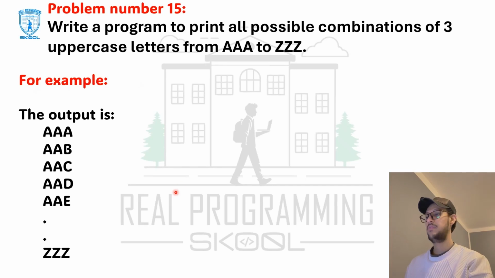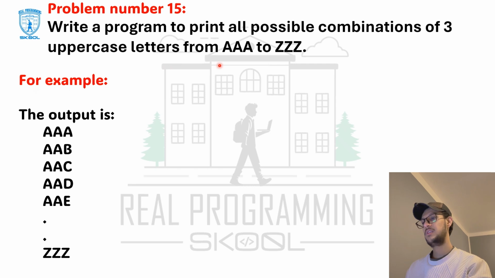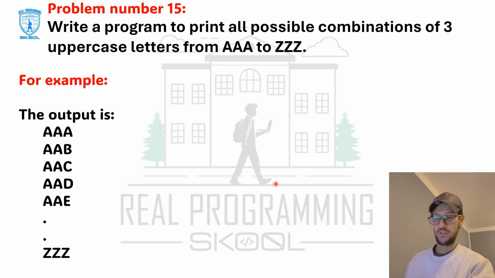Today we're going to have problem number 15. Write a program to print all possible combinations of three uppercase letters from A to ZZZ. For example, the output should be A, B, C, D, E till ZZZ. Okay, so let's go to Visual Studio to see how we're going to convert this requirement into code.